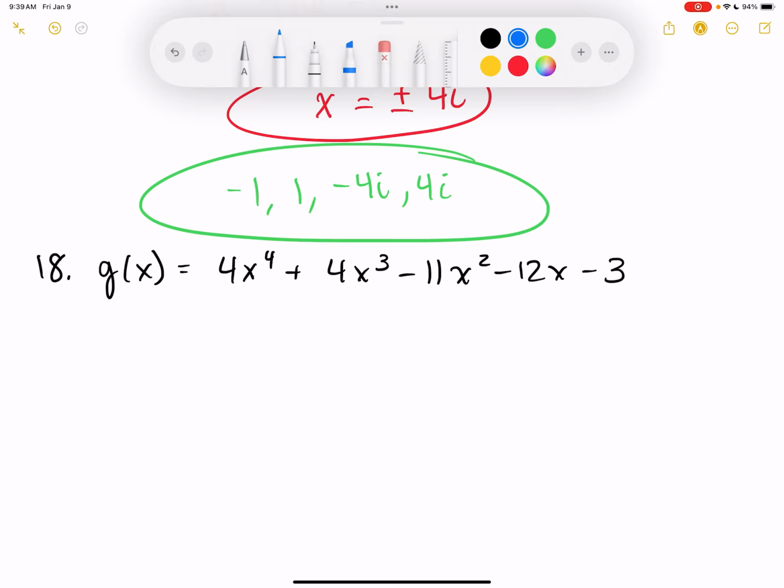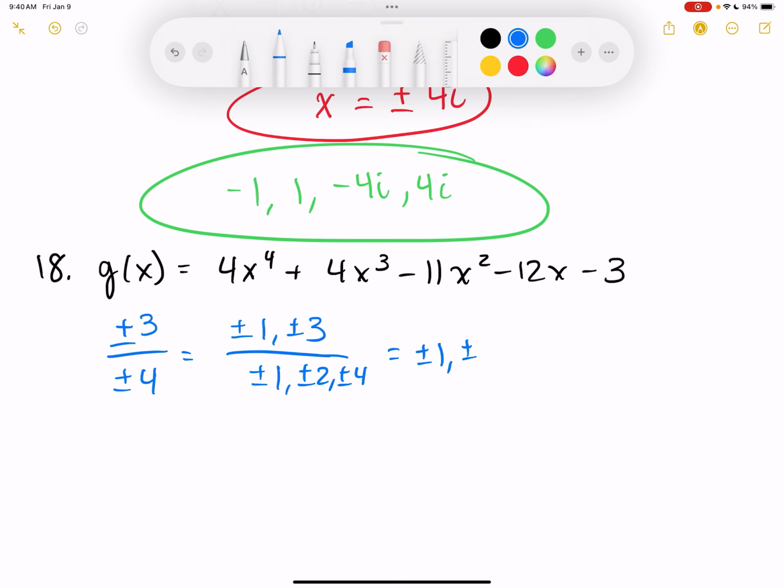Plus or minus 3 on the top, and plus or minus 4 on the bottom. Yep, plus or minus 3 over plus or minus 4. 1 and 3, and then 1, 2, 4. Good job. So that means my list of them is going to be 1, 3, 1/2. All of these are obviously plus or minus. 1/4.